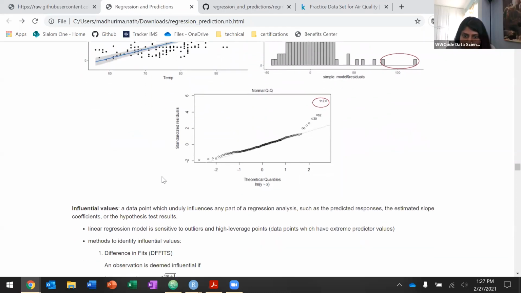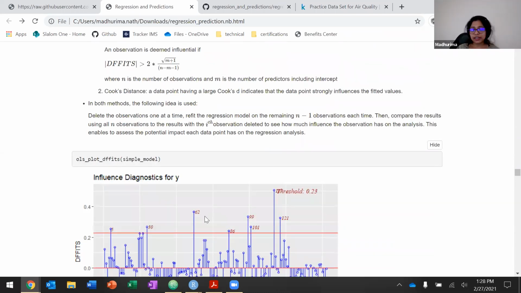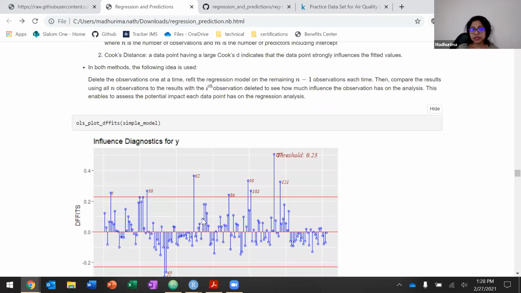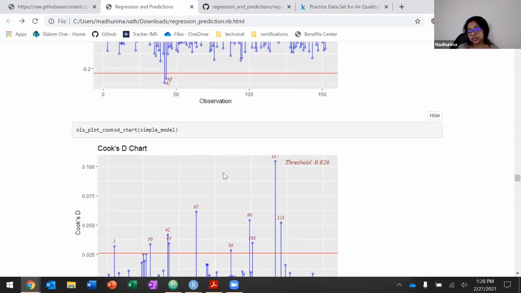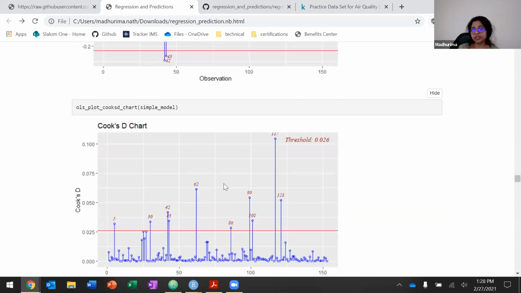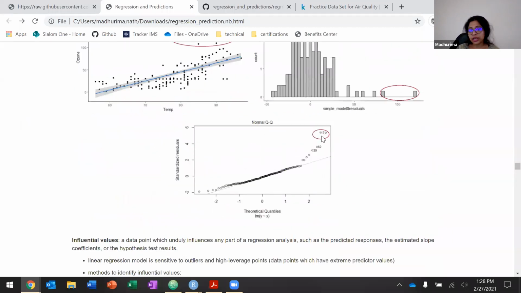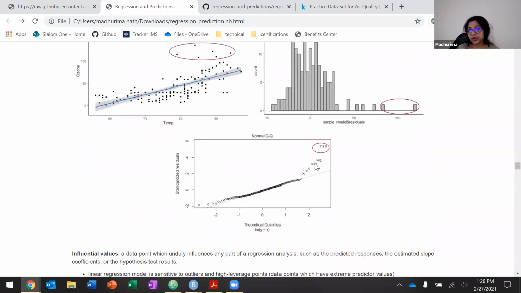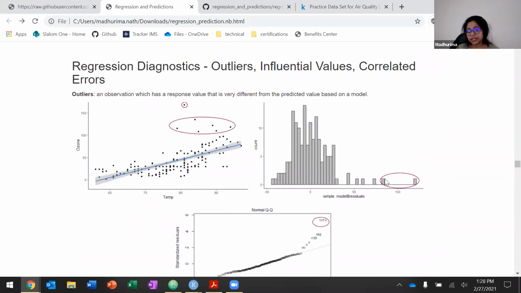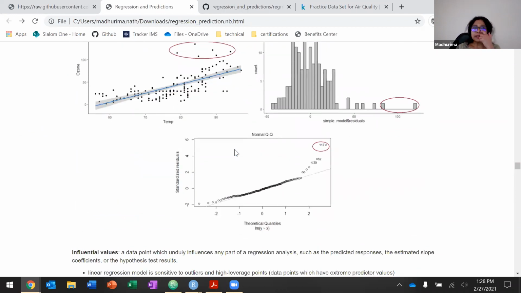So to add to that, these are the two charts that I showed earlier to identify influential values. And if you see 62, 117, 121, they come out here in my outliers as well, like 30, 62, 117. Similarly here in this chart and here in this chart as well. So an outlier is a subset, I would say, of influential values.